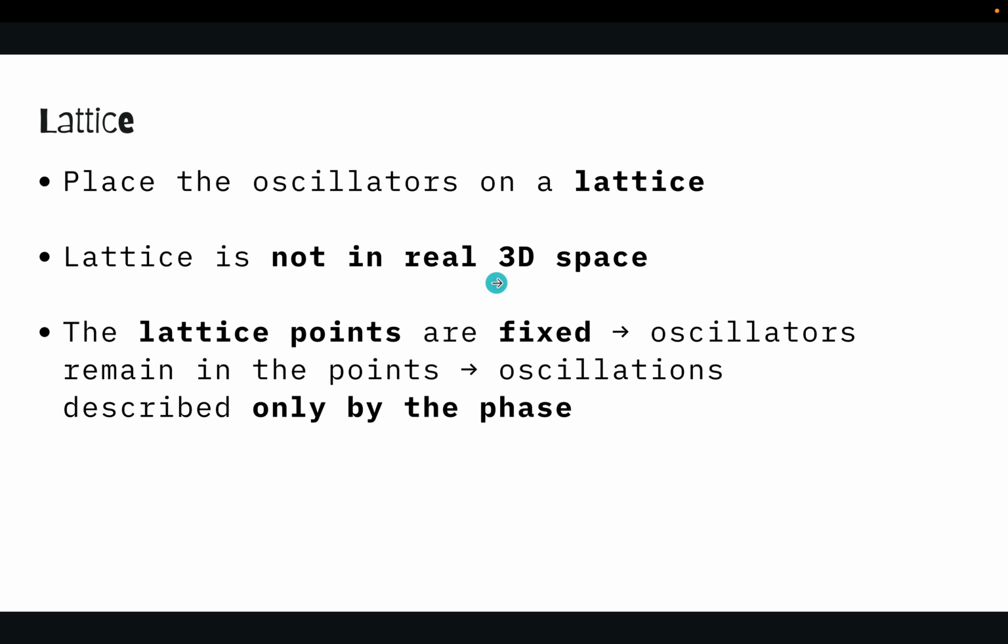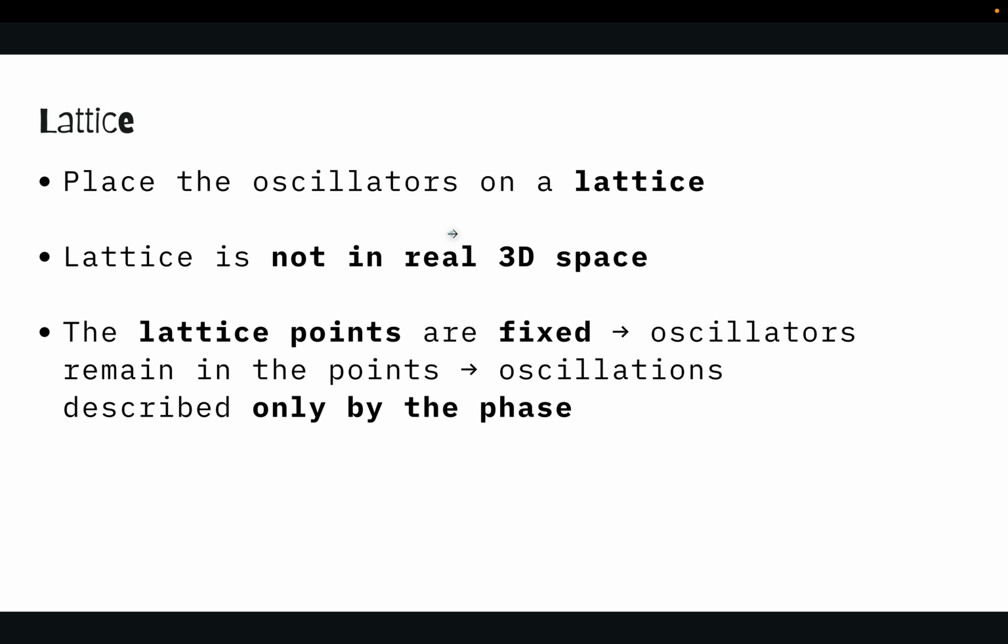So it's a bit difficult to understand. It took me a lot of time to get this. Actually, it's not as simple as it sounds, if I'm being very honest. But the oscillators remain in the points. You have a lattice, and this lattice point is assigned to oscillator i, this lattice point is assigned to oscillator j, for instance. So oscillator i always remains in lattice point i and j in j. That doesn't change, it's fixed.